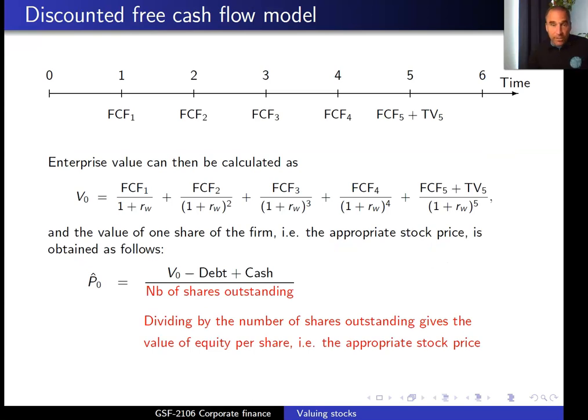In the presentation that will follow, we will go over an example of how to perform the discounted cash flow.